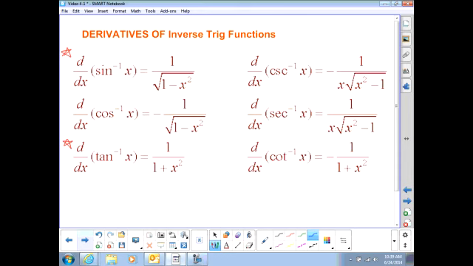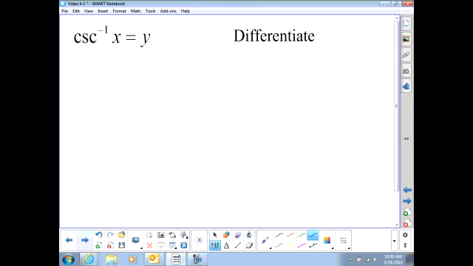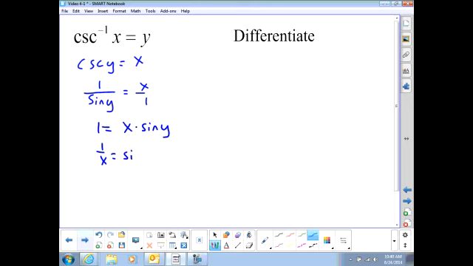So just to show you where one of these more complicated ones comes from, we're going to derive the inverse cosecant one to finish out the video. So we'll take y equals inverse cosecant x, and just like the other ones, we'll write that as cosecant y is equal to x. Well, cosecant y is just 1 over sine y. So that means that 1 is equal to x times sine y, or 1 over x is equal to sine y.